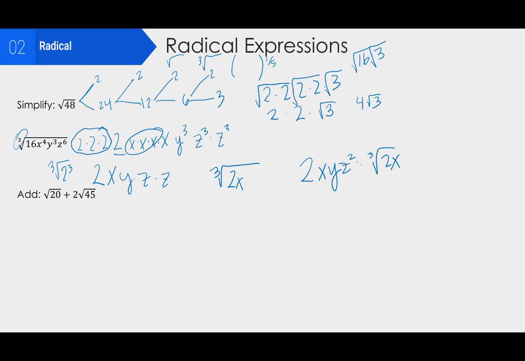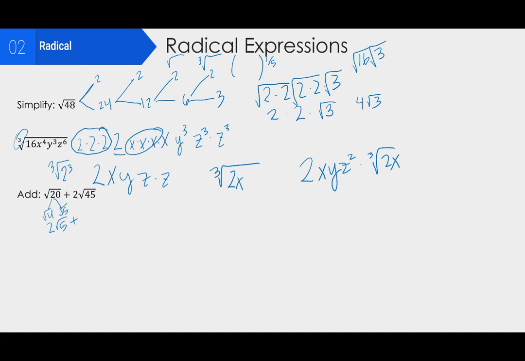Alright, let's talk about adding. Remember from a video a long time ago that you need like terms in order to add. The square root of 20 and the square root of 45 sadly are not alike, but we can try to make them that way. So if I simplify these, just like we're doing with the other problems, the square root of 20, I can break that down to the square root of 4 and the square root of 5, so that is 2 root 5.